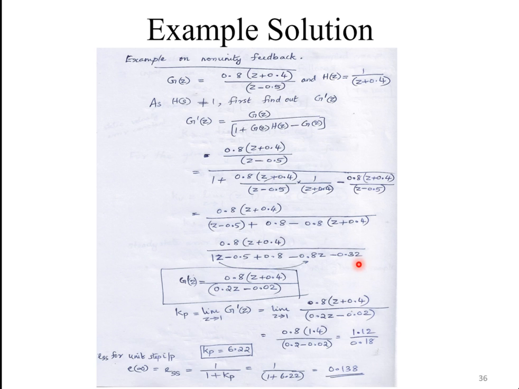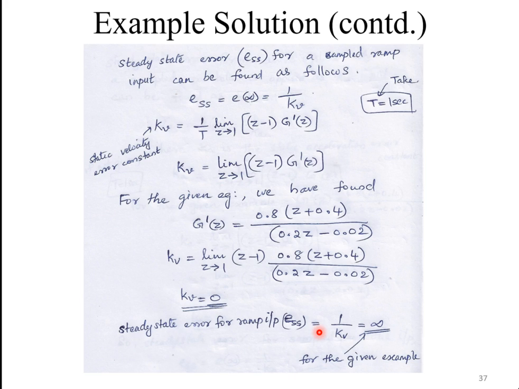For the given system, which is a non-unity feedback system, the static position error constant Kp is 6.22, and thereby the steady state error for the non-unity feedback system for a unit step input, or for a sampled step input, you are getting it as 0.138. And the steady state error ESS for a sampled ramp input, that's the next question in the same problem.